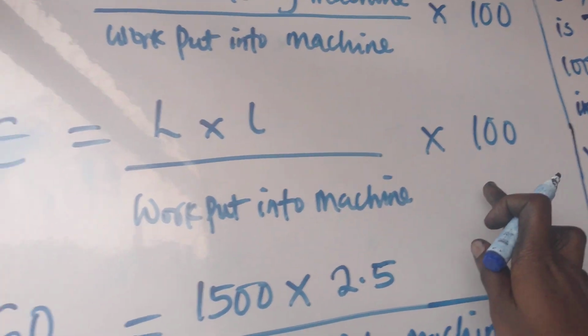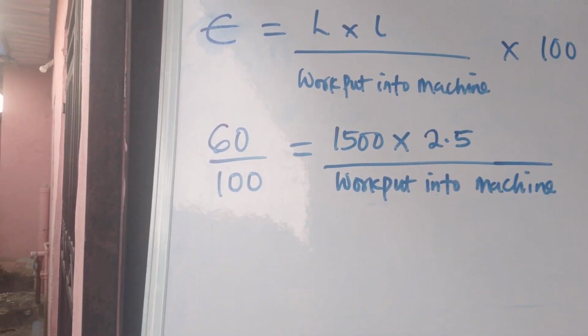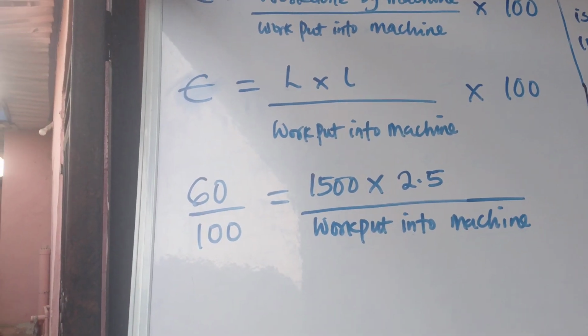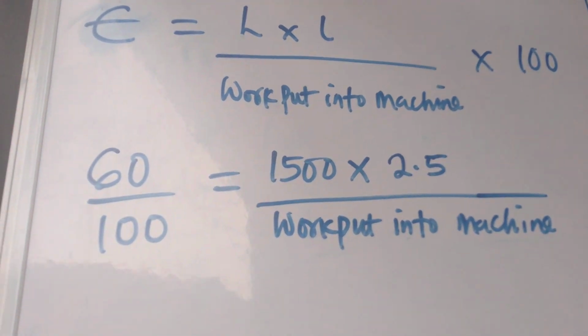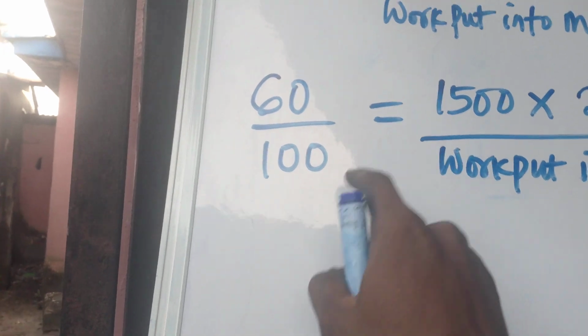So there will be no need to make use of this 100 since we have already converted the percentage to a fraction. That is it. We converted 60% to a fraction, that is 60 over 100. Now, I can cross multiply this times this, times this.